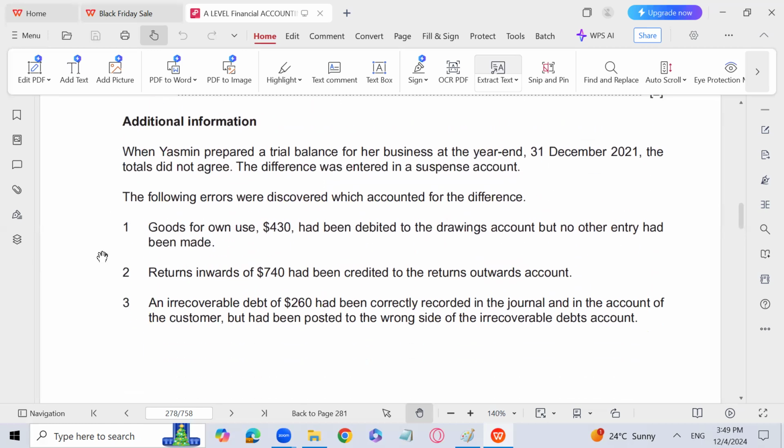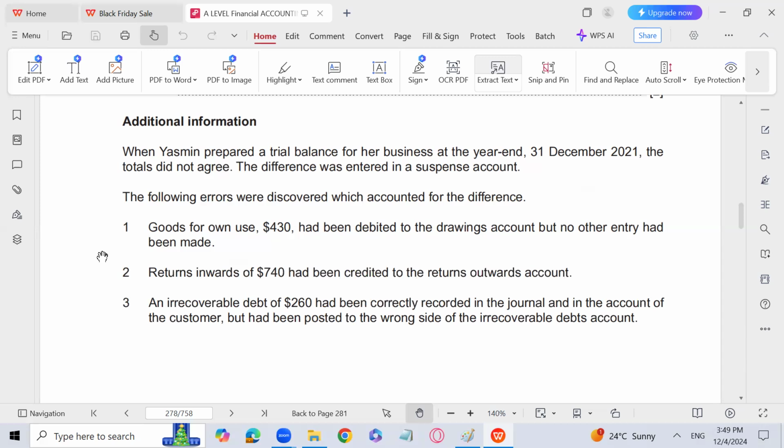Okay. Goods for own use 430 have been debited to drawings account, but no other entry had been made. So the correct entry would be drawings to purchases. We have debited drawings, but purchases has not been credited. So suspense to purchases is going to be the rectifying entry. Suspense debit and purchases credit.